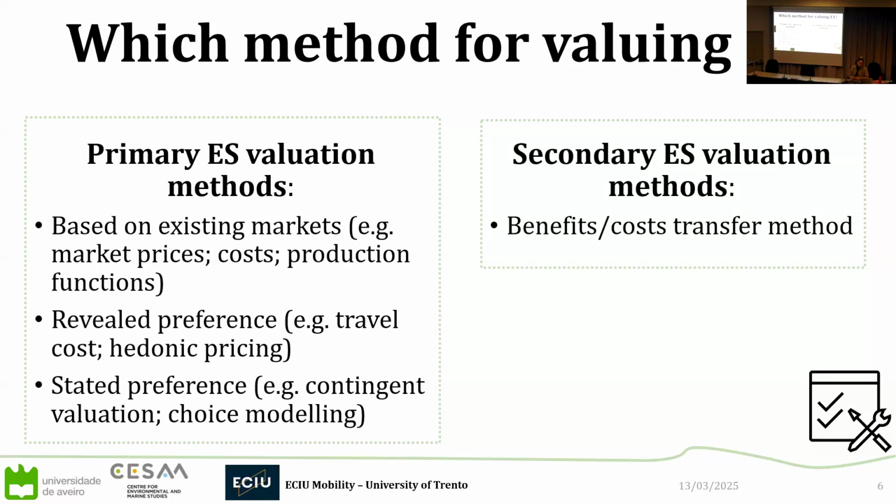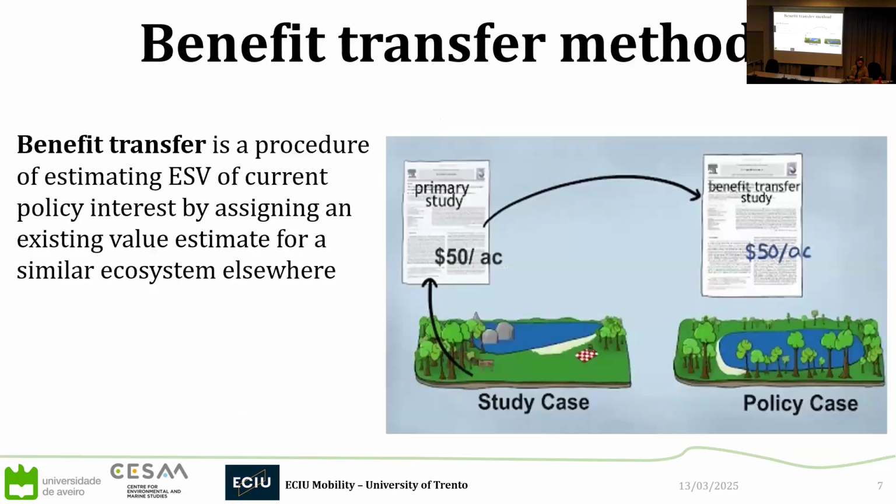And then there is another type of methodology that is called secondary ecosystem services evaluation methods. In there we have benefits or cost transfer methods. And I'm going to focus more on this second category of valuation methods. However, it's very important to have primary ecosystem services valuation methods. They are time-consuming and they mostly require high costs for implementation of these kinds of studies. And to quickly provide information to decision makers, very often this second type of evaluation method is used.